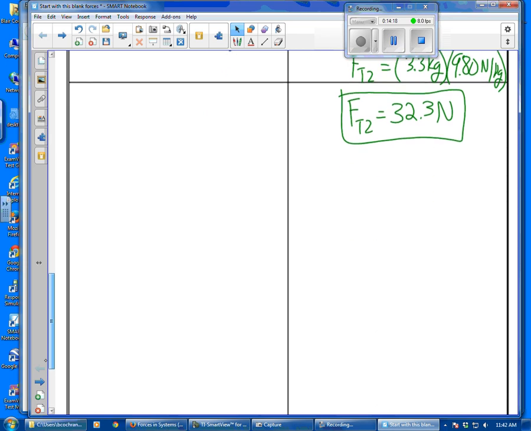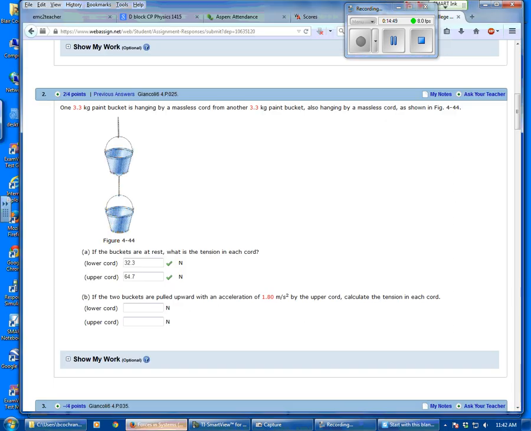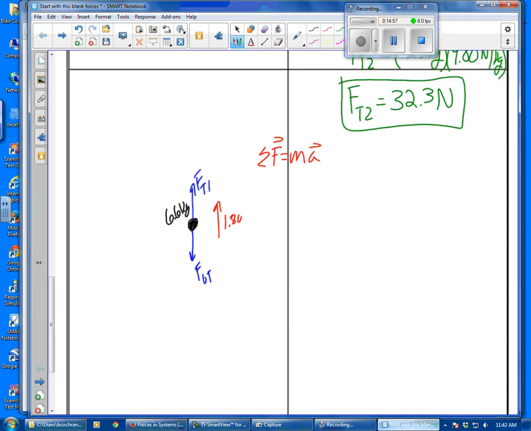Again, I have my one equation, sum of the forces equals ma. I'm going to draw it first. It's still 6.6 kilograms, and we still have the same forces, FT1, FG total. The only difference is this time we have an acceleration upwards, and they tell me my acceleration is 1.80 meters per second squared.